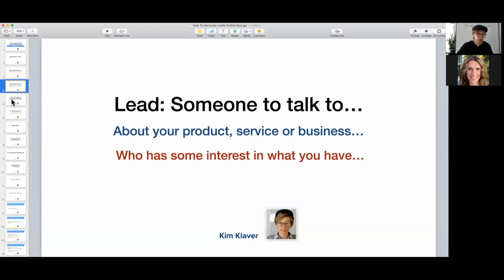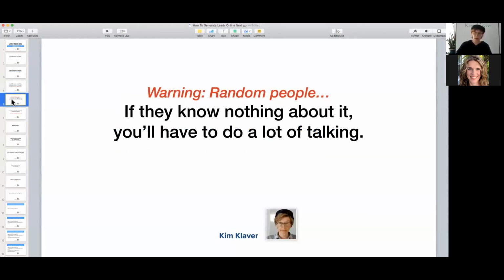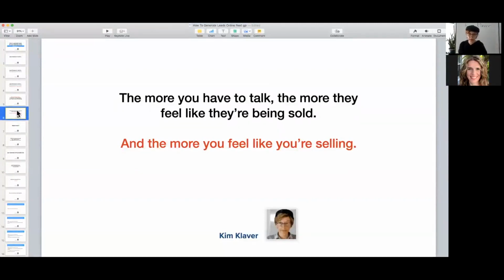Yeah. If you are just talking to random people, you are going to have a big problem. And here's why. If you talk to random people, that is people who don't know anything about what you've got, that means you're going to have to do a lot of talking, as most of you know. And the more you have to talk, the more they are going to feel like they're being sold, because who's doing the talking? Yakety, yakety, you, right? And the more you have to talk, it's about the company. Let me talk about the company. Let me talk about the product and the DNA and the mother's breast milk, and the more you're going to feel like you're selling, because you're feeling like you have to talk really fast so they don't hang up or say, look, I gotta go, right?